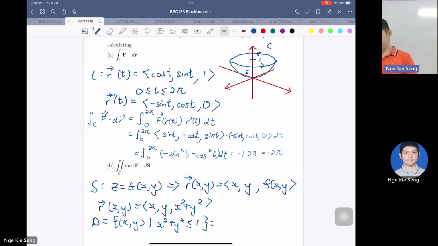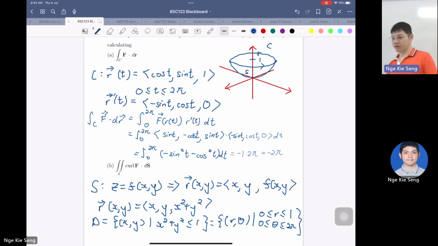Or if you like, you can write this in polar coordinate form, which is easier for later integration purposes. So this is just points with radius between 0 and 1, and the angle from 0 to 2 pi. So this is all the points you need to consider. Next, we need to start and do our integral.